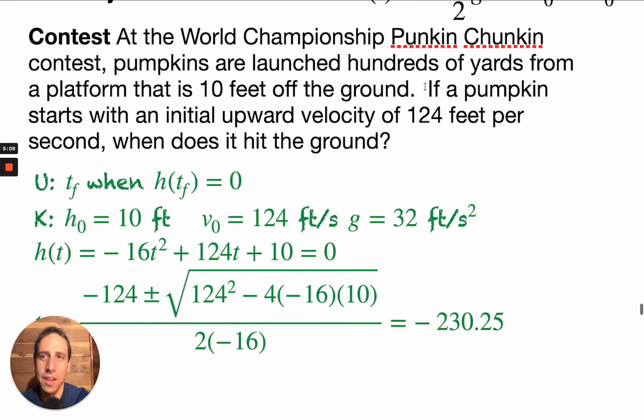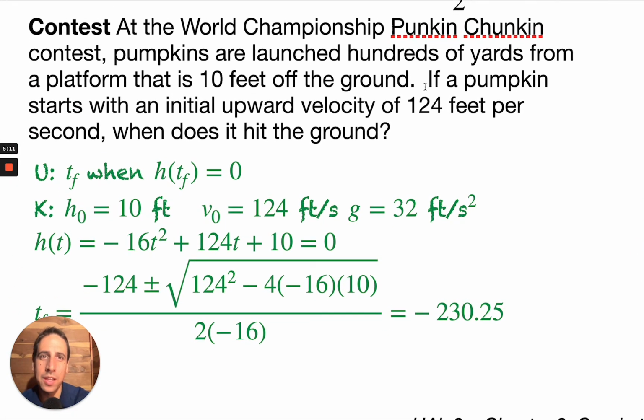Contest. At the World Championship Pumpkin Chunkin Contest, pumpkins are launched hundreds of yards from a platform that is 10 feet off the ground. I would love to see this. If a pumpkin starts with an initial upward velocity of 124 feet per second, when does it hit the ground? So we're looking for that t final when h of t is equal to 0. We're looking for that x-intercept, that 0. And that's exactly what the quadratic formula will give.